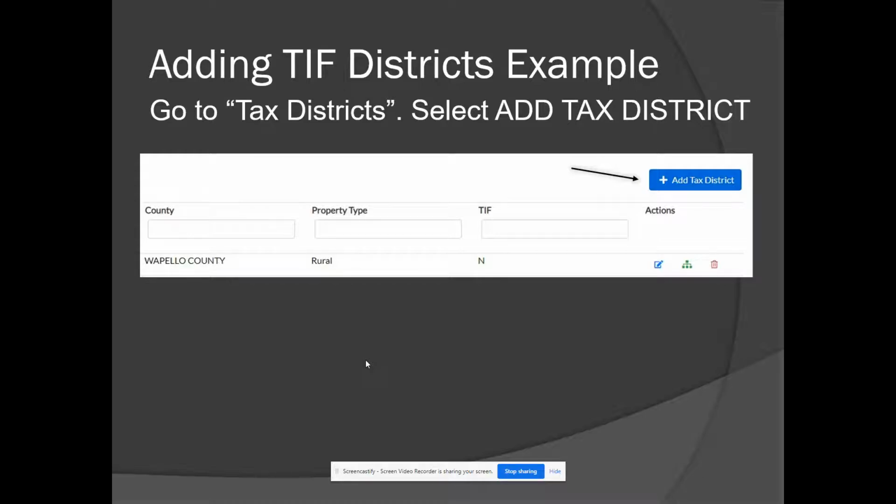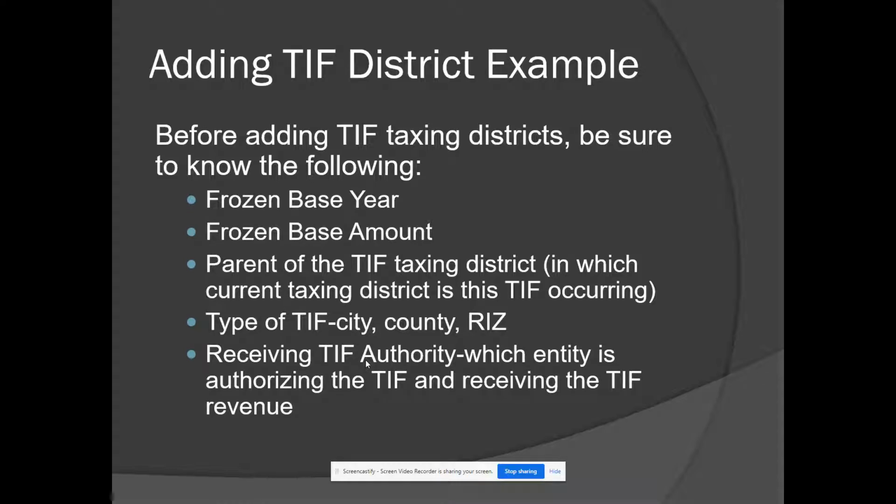So to start the process to add a TIF district, you're going to go into tax districts on the left-hand navigation, and at the top you'll see an option to add tax district. But before you actually go into the system and start doing the work, you do need to know the following pieces of information. You'll want to have those with you.